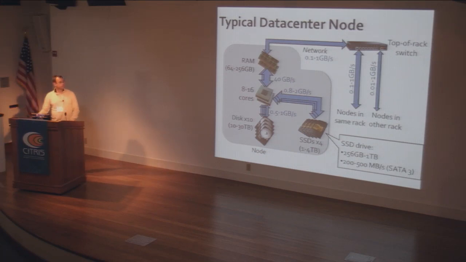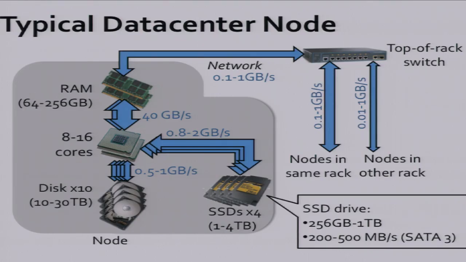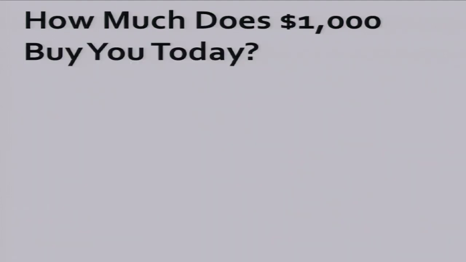You may also want to add some SSD drives to at least some of the nodes. An SSD drive today, typically a SATA drive, has between 256 gigabytes and 1 terabyte. The transfer rate will be somewhere between 250 and 500 megabytes per second. Again, here I'm assuming a SATA 3 interface. Therefore, if you put 4 SSDs, you are going to get an aggregate storage between 1 and 4 terabytes and an aggregate transfer rate between 0.8 and 2 gigabytes per second.